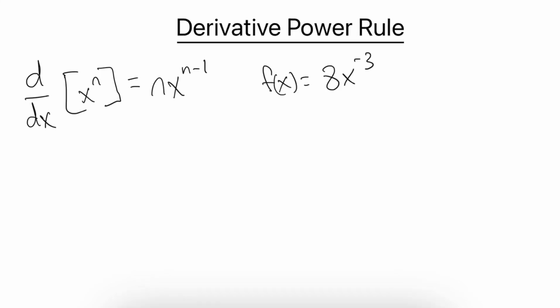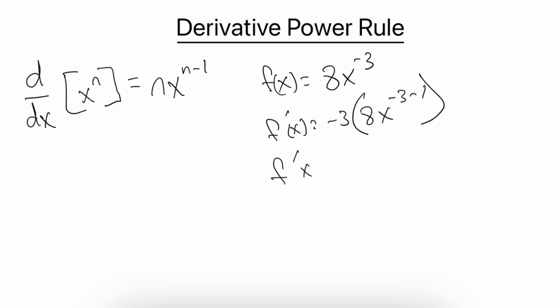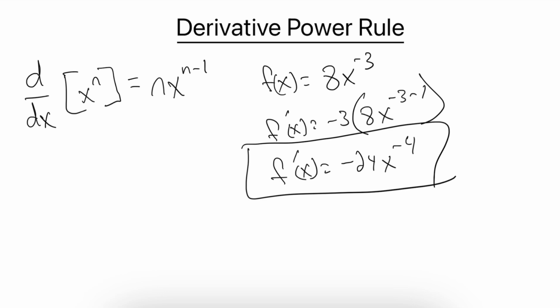Now we have f of x equals 8x to the power of negative 3. So f prime of x equals, our n is negative 3, times 8x to the negative 3 minus 1. So f prime of x equals negative 3 times 8 is negative 24, x to the negative 4, which is our final answer.